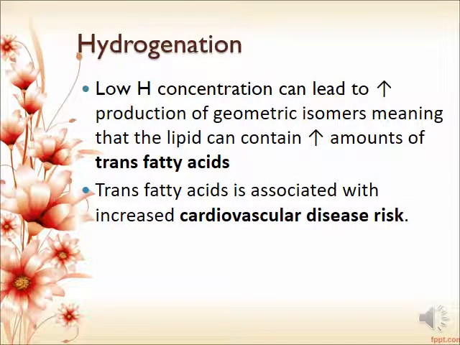So when we have low hydrogen concentration or low supply of hydrogen gas, it leads to high production of geometric isomer, meaning the lipid will contain a high amount of trans fatty acid, which is associated with increased cardiovascular disease risk. Okay, due to the building up of lipid in the blood vessel, the blood vessel becomes narrower.